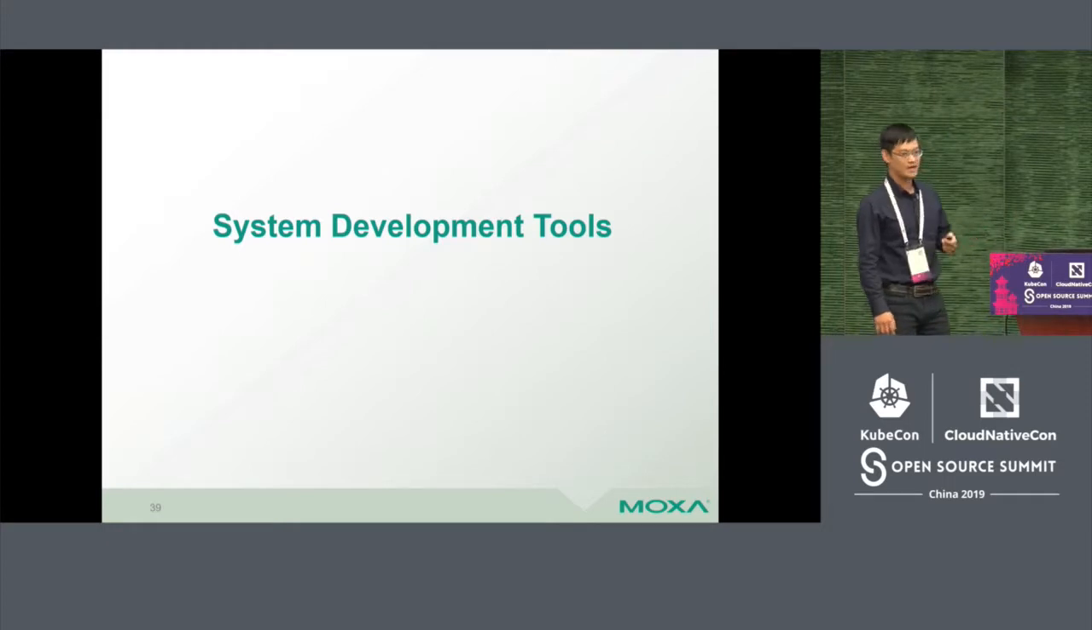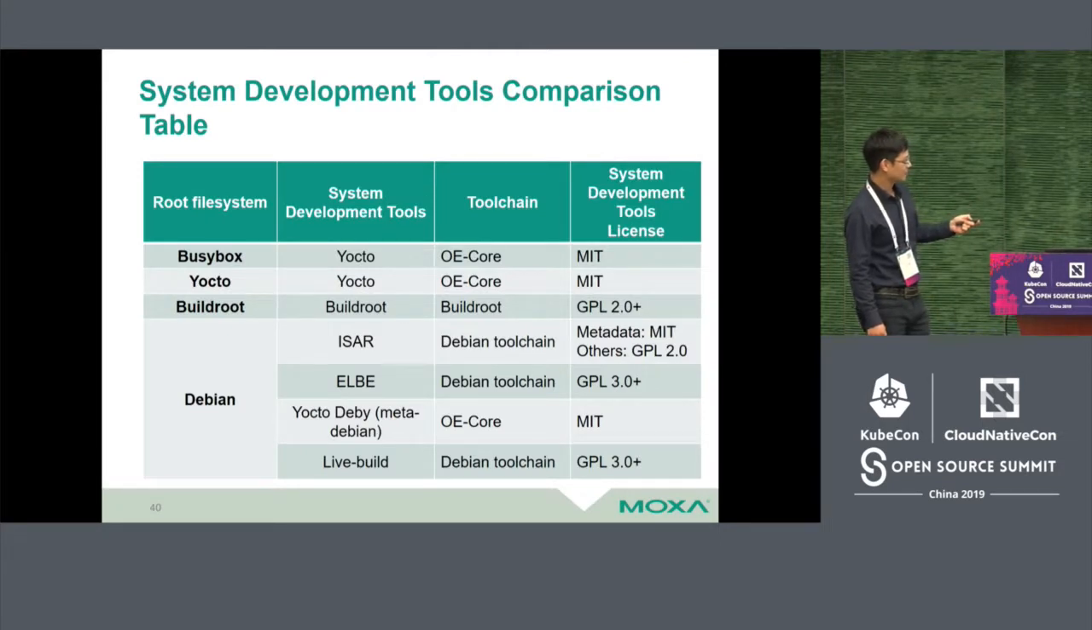So yeah, we have Bootloader, Kernel, root file system, and something like that. So we have to have system development tools like Yocto, Buildroot, or some Debian-specific tools. As you can see, you can use Yocto to build a BusyBox root file system. You can use Buildroot to build a Buildroot root file system. You can use many tools to build a Debian root file system. I also list the toolchain supported here and the license below.